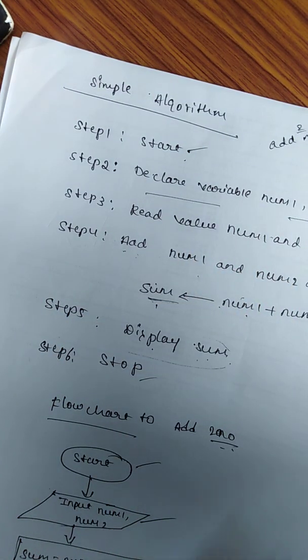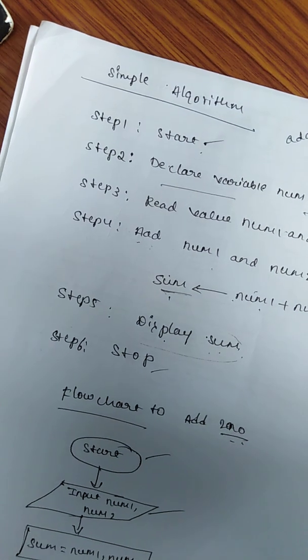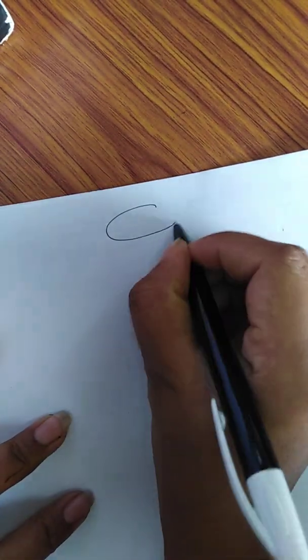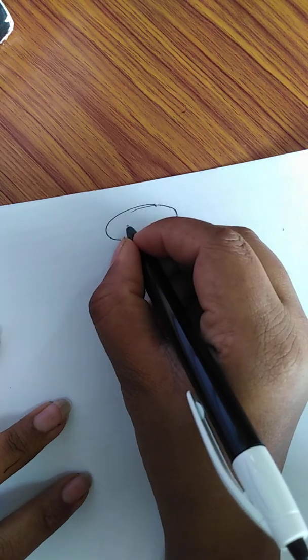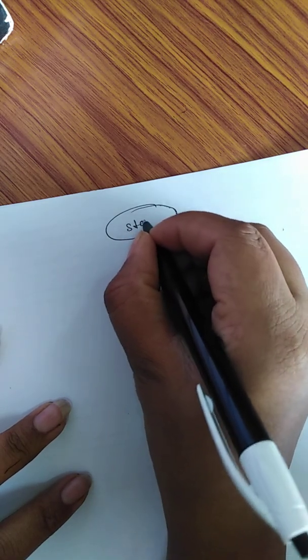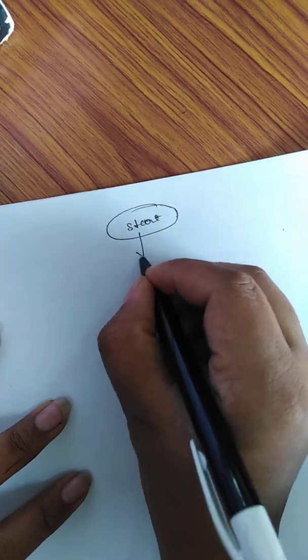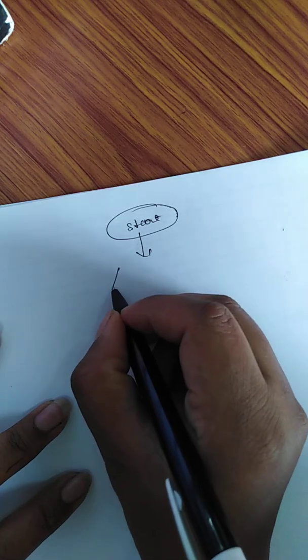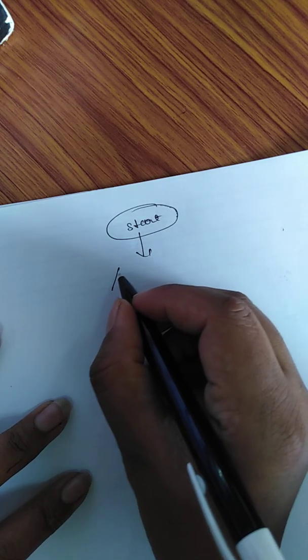I will take one more example, whichever one you want. I will draw a flowchart example. Start, enter the person's age.